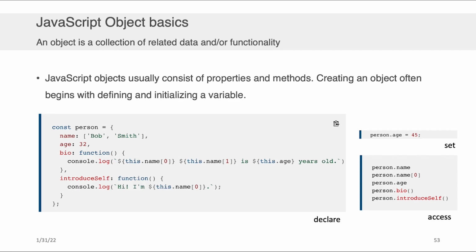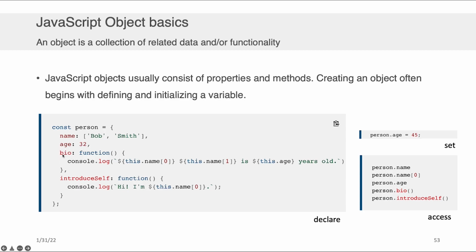JavaScript objects usually consist of properties and methods, and creating an object often begins with defining and initializing a variable of some kind. So, for example, if I wanted to create a JavaScript object called person, I can assign some properties like name, and in this case the name is a list: Bob and Smith.